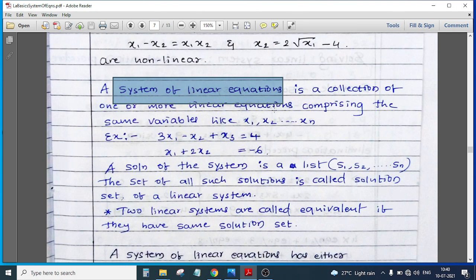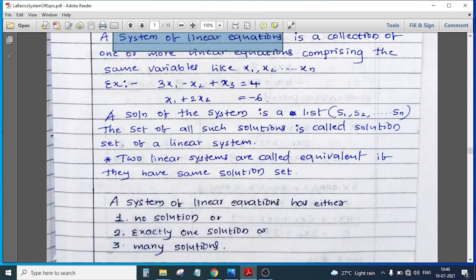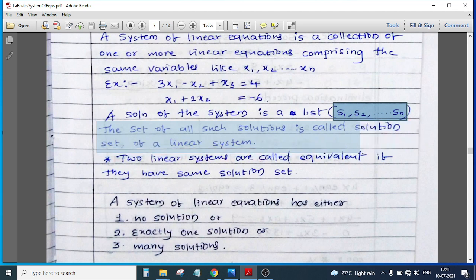Now, every equation, whether it is a linear equation or a non-linear equation, will have its solutions. So we need to decide what the various solutions are which we could get. See here, friends, a solution of the system is a list. That means here we will get more than one solution, like S1, S2 up till Sn. The set of all such solutions is called the solution set of the linear system.